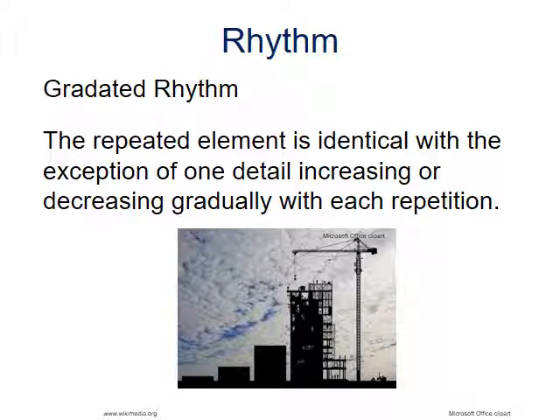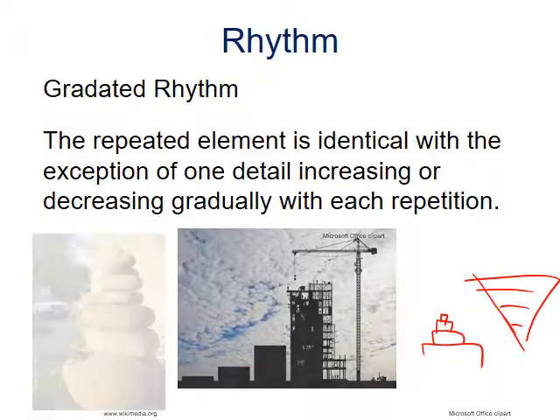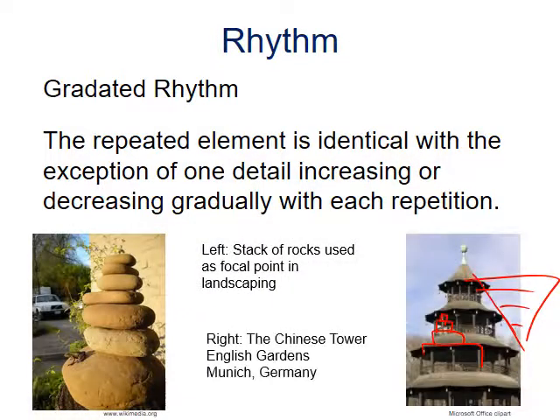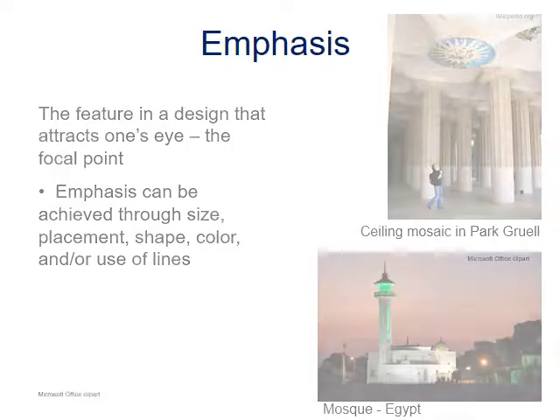Gradated rhythm means that you're getting smaller or larger as you go. So it's kind of like the idea of this type of thing, that you're gradating up as you're getting smaller as you go up, or maybe even bigger as you go up. Maybe you can have something like this. That's gradated, same shape but different size. So there's a great example of it, the Chinese towers over in Munich, Germany.